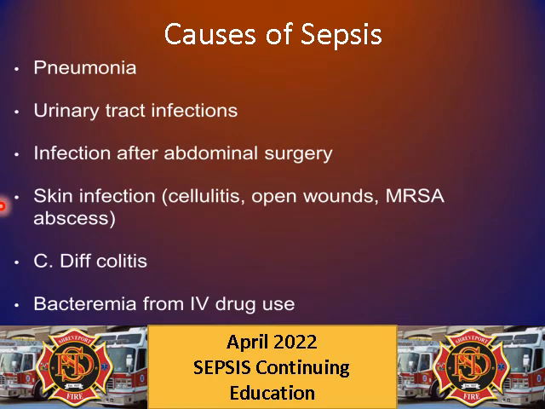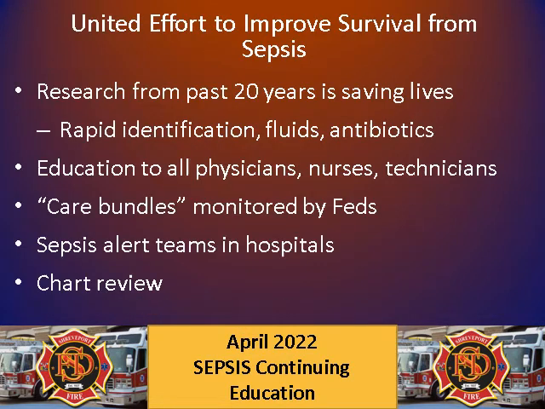So, what are the causes? We know this: pneumonia, UTIs, infections after surgeries, skin infections, C. diff, and that's usually because of antibiotics that we've given the patient, or IV drugs, bacteremia. And so what do we do about it? Well, there's been a lot of research about it. Man, so many grants, millions of dollars, because it is such an impactful diagnosis, and it is so easy to be very proactive right at the beginning.